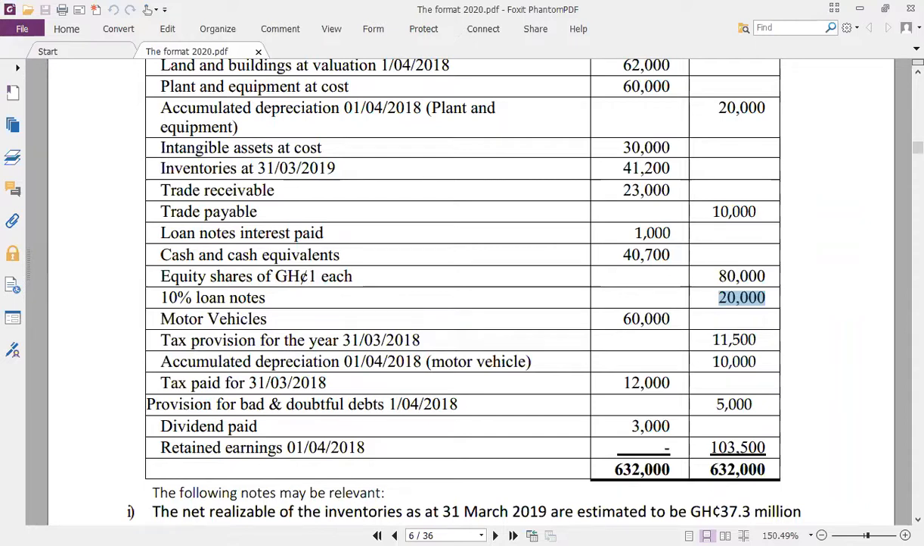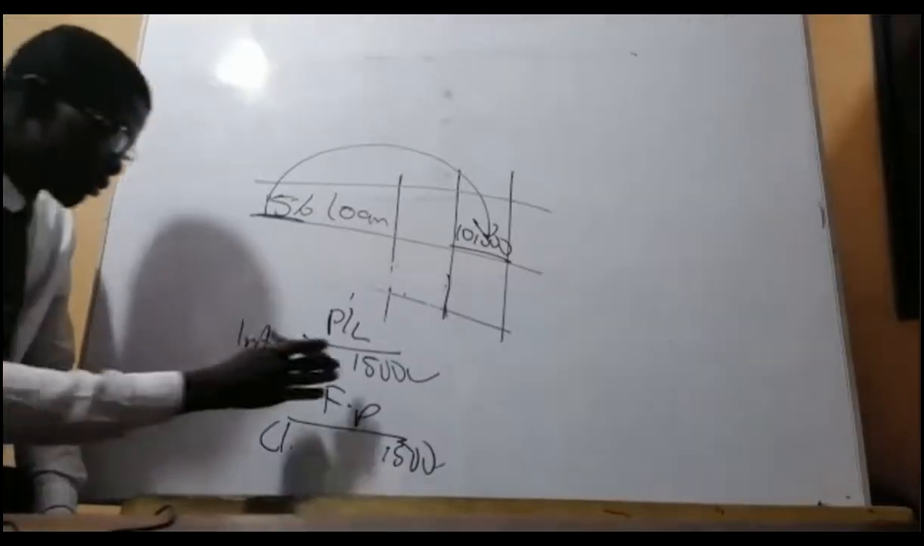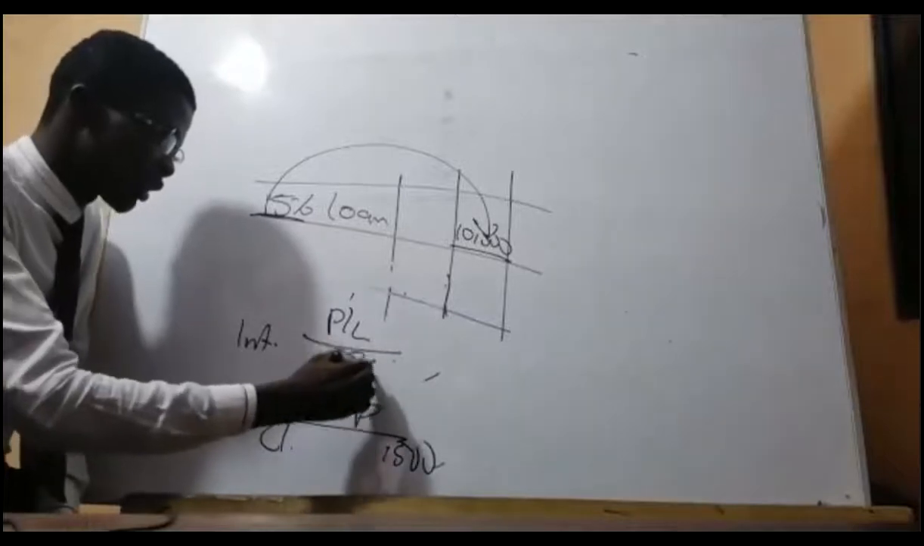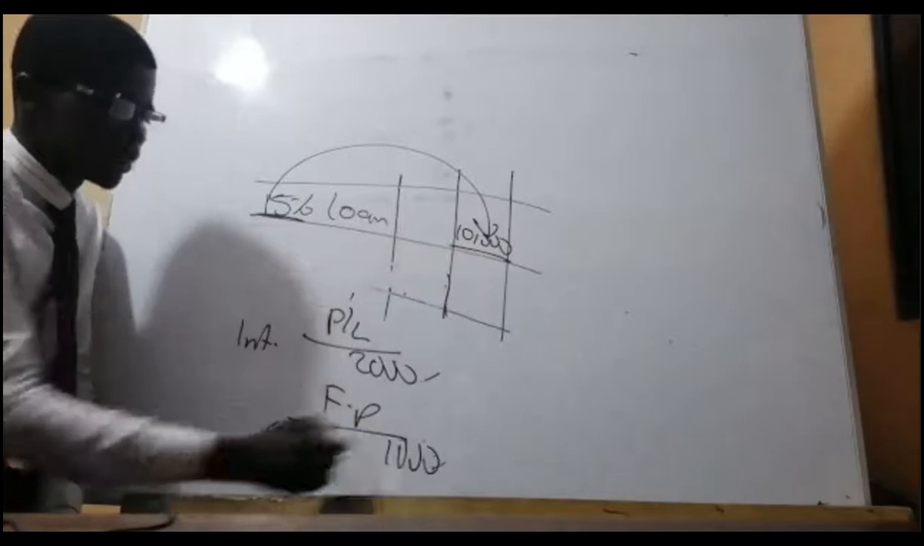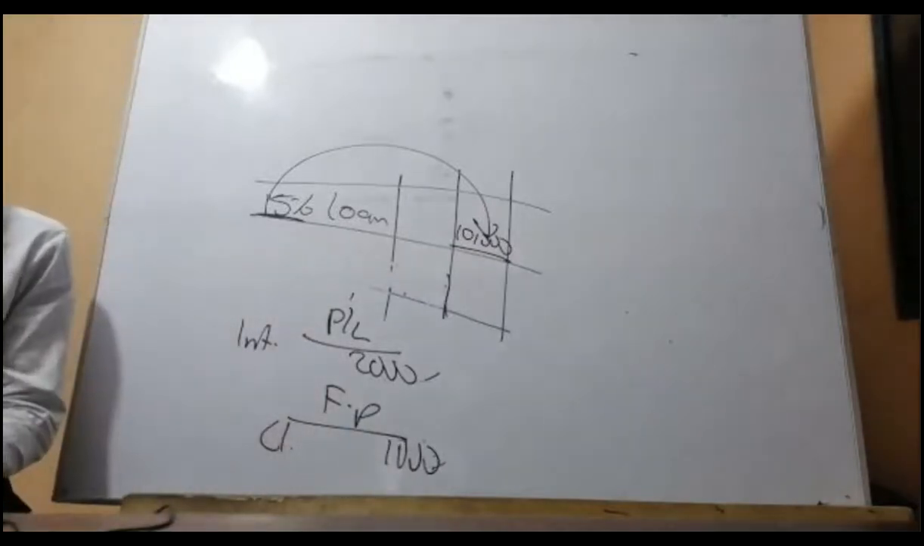How much have they incurred? They've incurred 2,000, so that must go to the P&L. Then how much have they paid? Are they owing, or did they pay all? Look at the current liability section. So 2,000 will come to the P&L as finance cost, and 1,000 will come to liability because they paid only 1,000. You are done. Good.